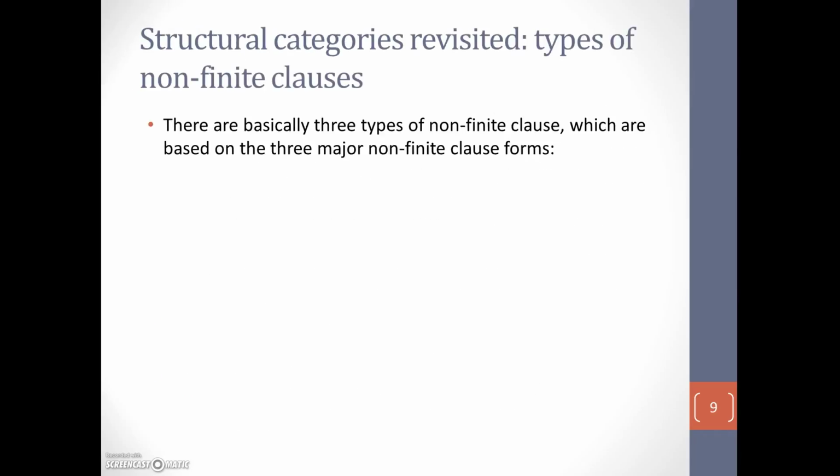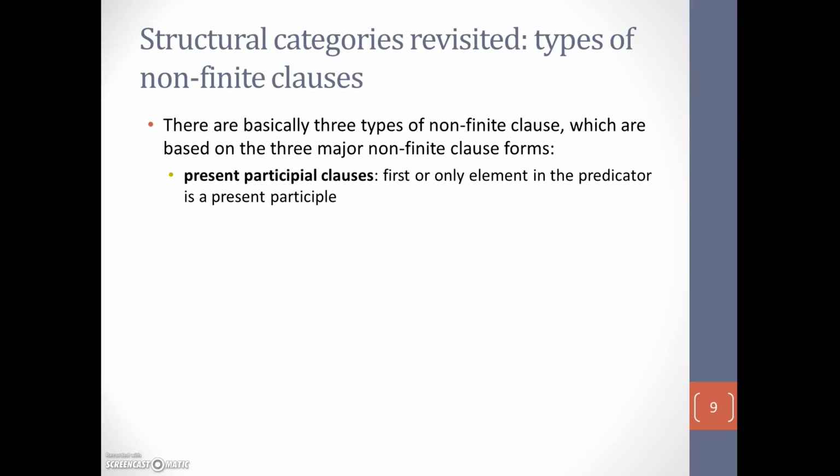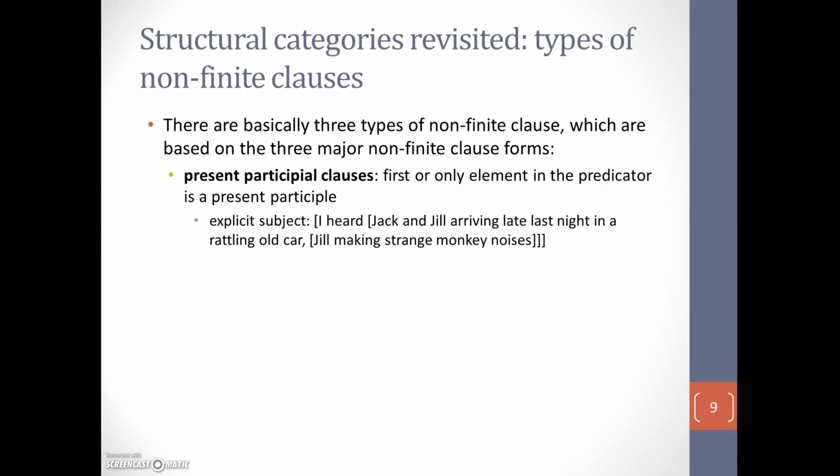So looking at non-finite clauses again. There are basically three different types of non-finite clauses, and these are based on the three major non-finite clause forms. So the first here is the present participial clause. So basically, this is where we have the presence of a present participle. So that's the ing ending on the verb. And we can have that with an explicit or an implied subject.